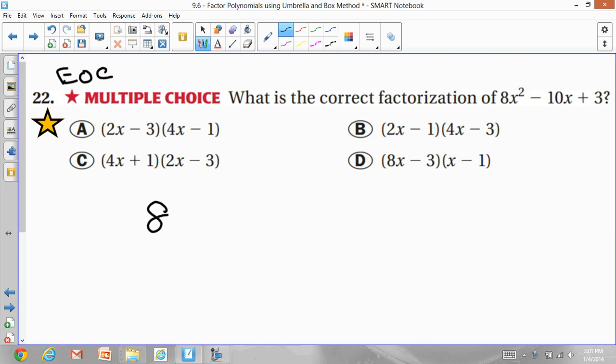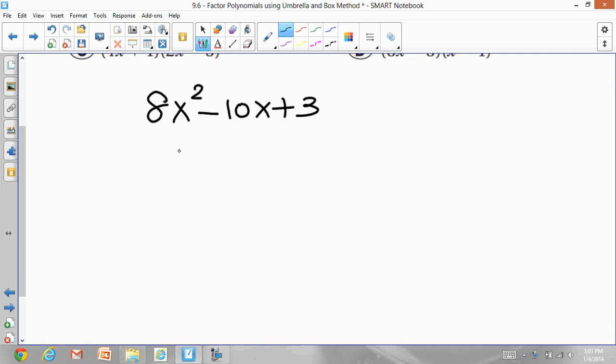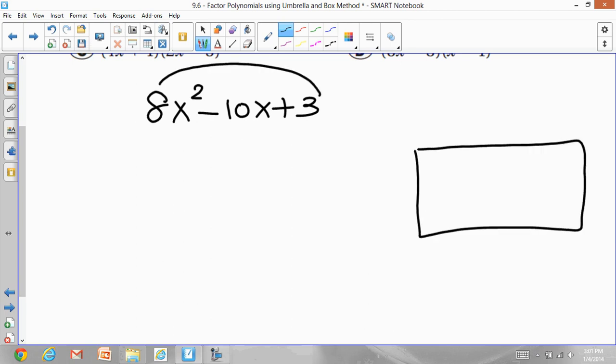So let's work on this. 8x squared minus 10x plus 3. The first thing is the leading coefficient in this case is not a 1. Since it's an 8, you got to use the umbrella method. So using the umbrella and the box method combined, I'm going to set up the box.